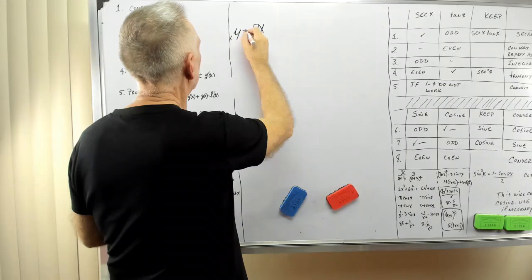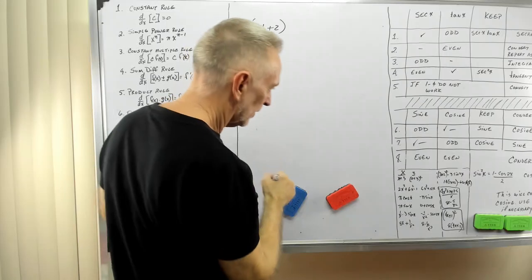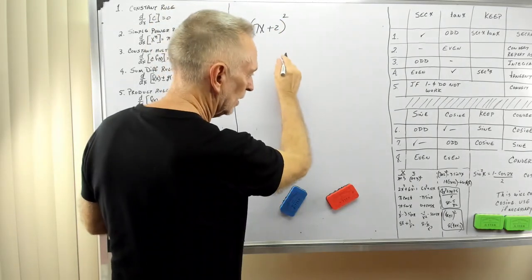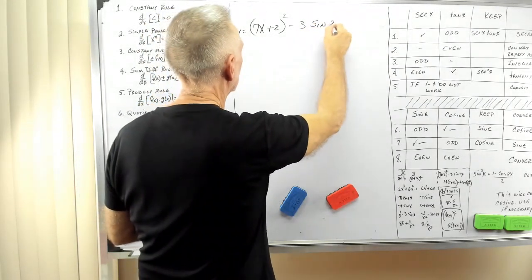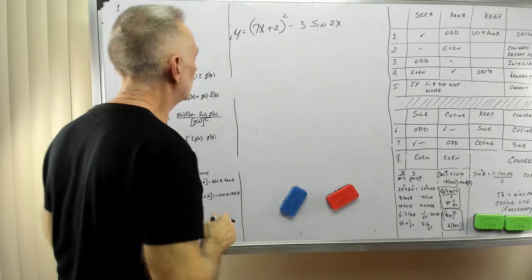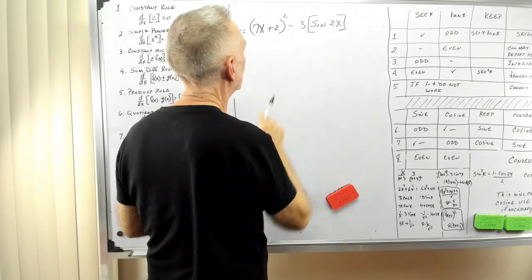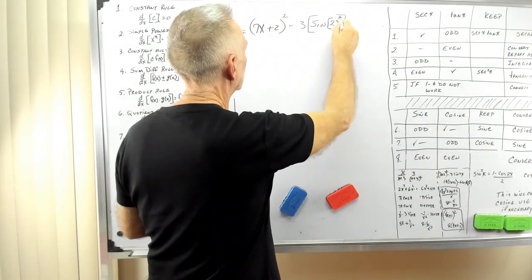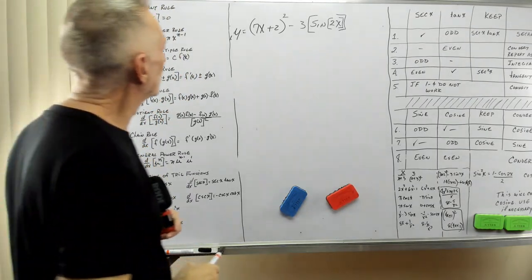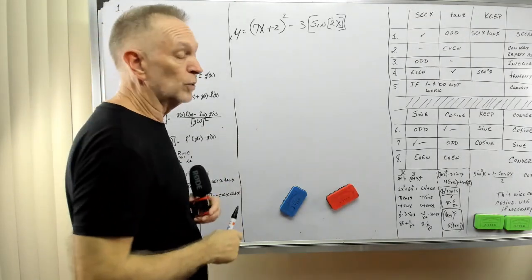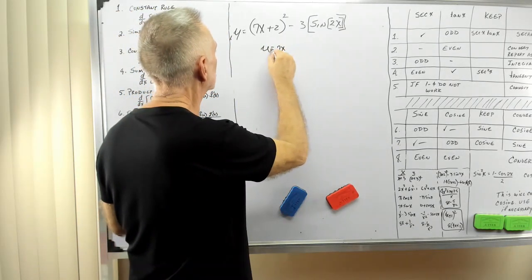All right, y equals 7x plus 2, squared, minus 3 sine 2x. Whoa, all right, so before we get too carried away, that's my outside function. That's my inside function when we get ready to do the chain rule. Okay, this one, let's let u equal 7x plus 2.